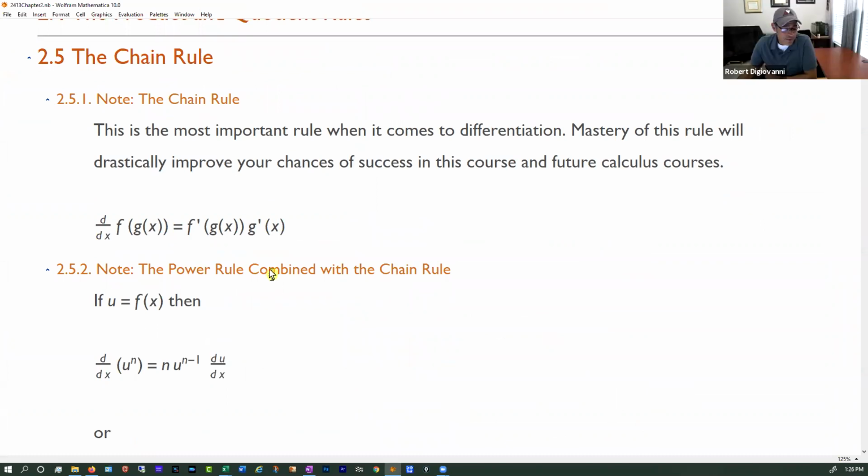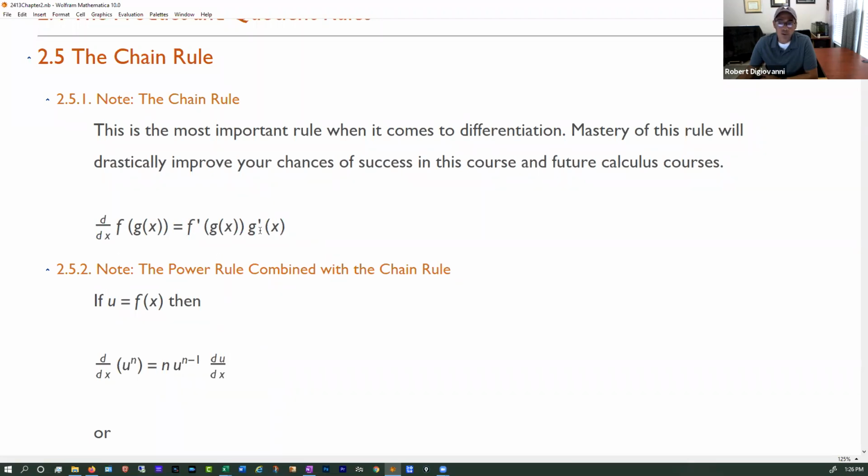So the chain rule. This is the most important rule when it comes to differentiation, right? It's the most important one. Mastery of this rule will drastically improve your chances of success in this class and future calculus courses. So if you can't get chain rule down, your road in calculus is going to come to an abrupt end. Now, it's a little weird, but just like everything else, we just have to practice until it starts to click. Here's the rule right here. It's very simple to state the rule. It's just a few letters and symbols. But it's hard to make sense out of what it's saying we do.